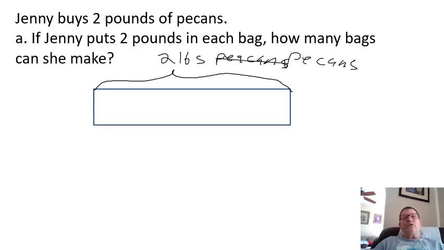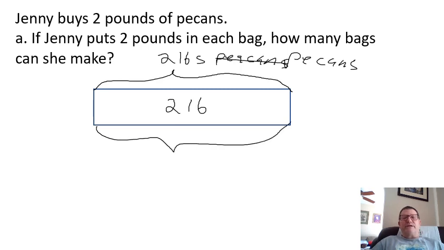All right. Now, the way I'm going to do this to make it easier, it says, okay, if Jenny puts 2 pounds in each bag, well, I only have 2 pounds. So if I put that in the bag, how many bags did Jenny have? She only had 1 bag. So we can see 2 pounds divided by 2 pounds in each bag equals 1 bag.